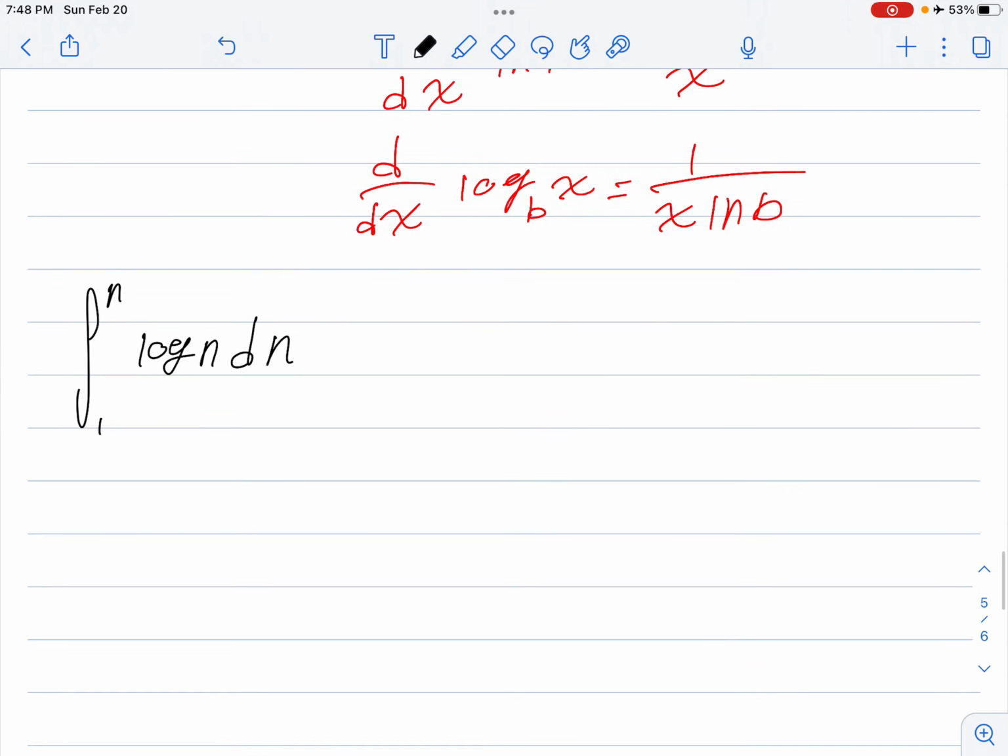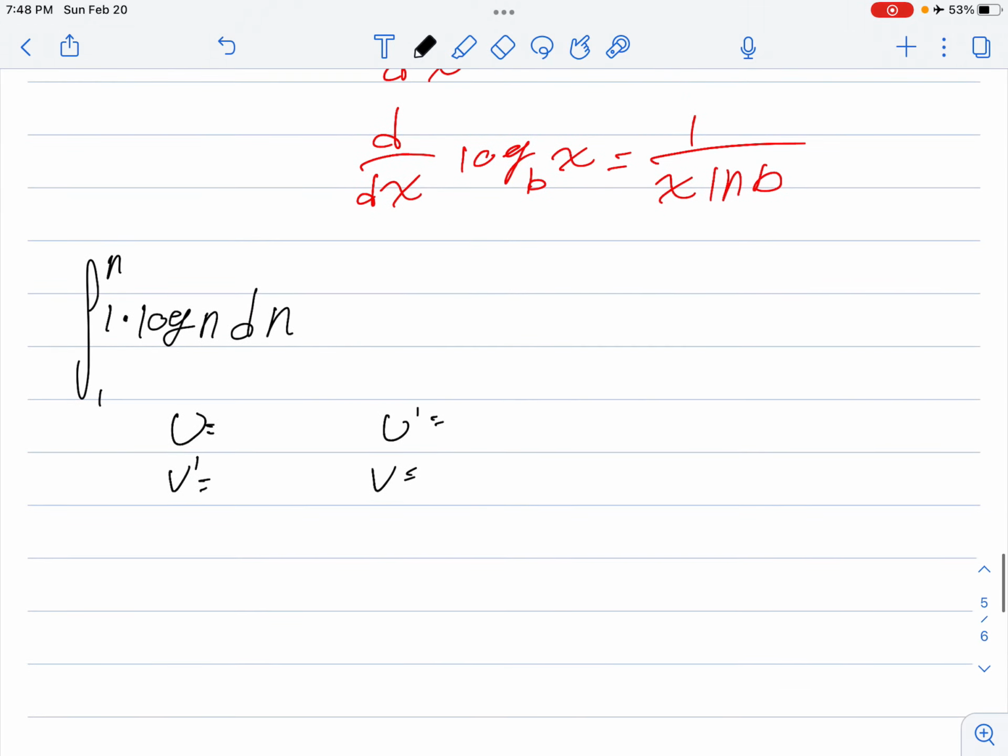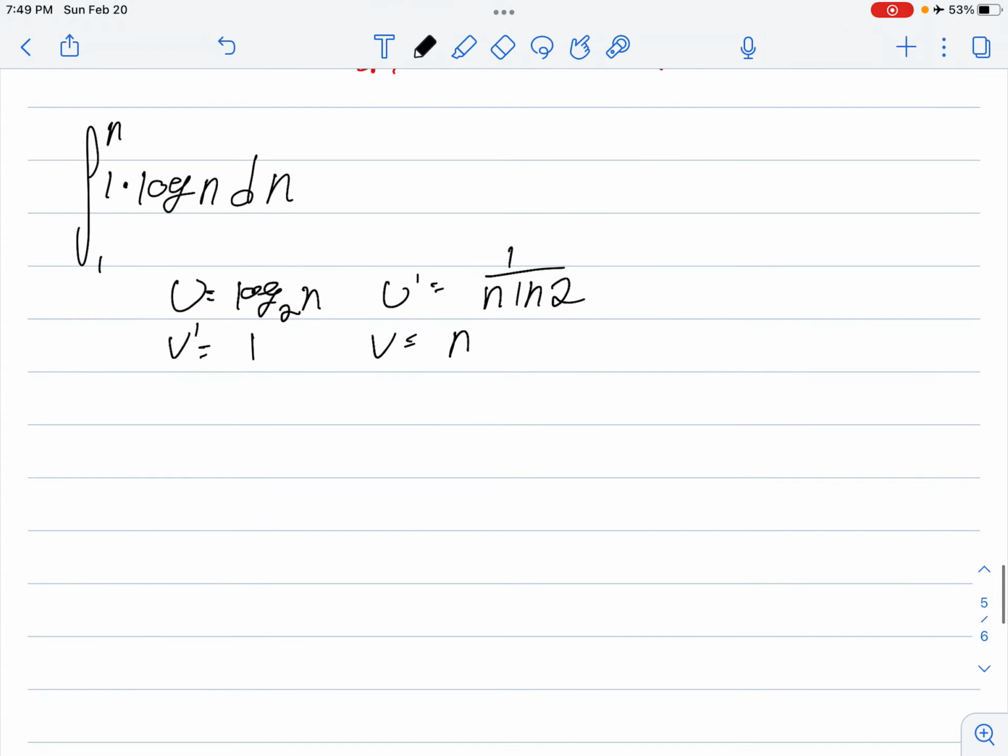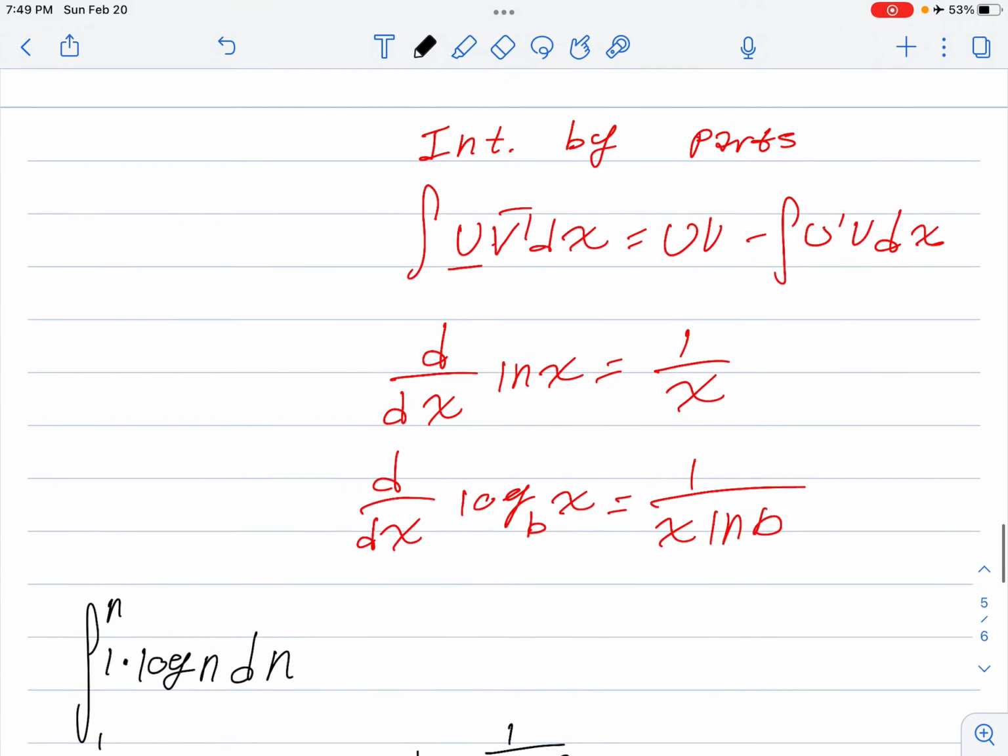So let's see. We need our u, u prime, v prime, and v. And then there'll be an implied 1 here, since we're using parts, we need that u and v. Log base 2 of n, and then this will be that 1 over, and I mean, I've been stating 2, but since everything's computer science right now, it's ln of 2, right? Then 1, and then this goes to n, right? And then now it's just plug and chug.